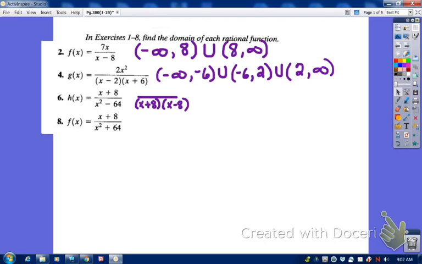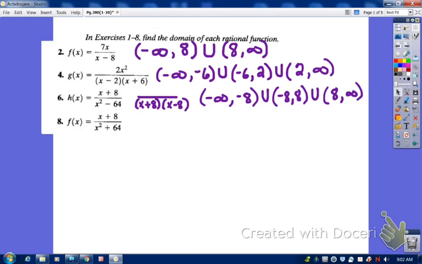So the answer to number 6 is going to look very similar to 4. So we're going to go negative infinity for our domain up to our smallest excluded value, which is negative 8, parentheses, union. In the middle, what would the interval be? Negative 8 to positive 8, parentheses, union, and then finally our biggest interval, our largest numbers, will be positive 8 to infinity. Again, the directions say find the domain of each rational function. A rational function is just an equation that has an x in the denominator.